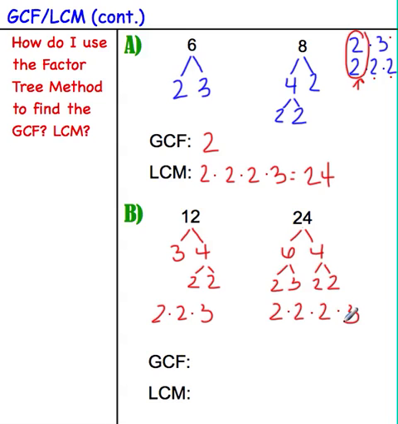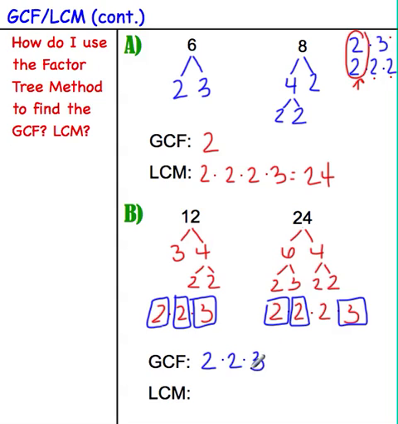So then when I'm taking a look at what I have in common, I see I have a pair of 2's, I have another pair of 2's, and I have a pair of 3's. So I have 2 times 2 times 3, which gives me 12 for my GCF. Now for my LCM, I have to take that 12, or the 2 times 2 times 3, times the other 2 to get 24, because I need to take what's left over.